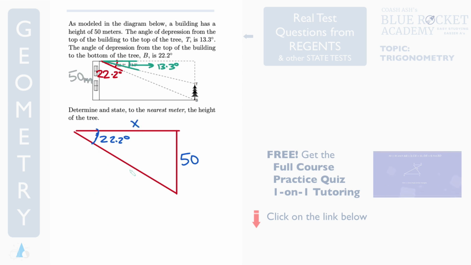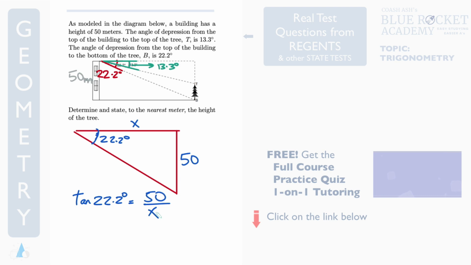Remember, in this problem, you just want to remember one thing, that tan is equal to opposite over adjacent, SOHCAHTOA, right? So it's the TOA part of SOHCAHTOA. So tan is equal to opposite over adjacent. So tan of 22.2 degrees is equal to opposite 50 over X. Now you're going to find out what the X value is.